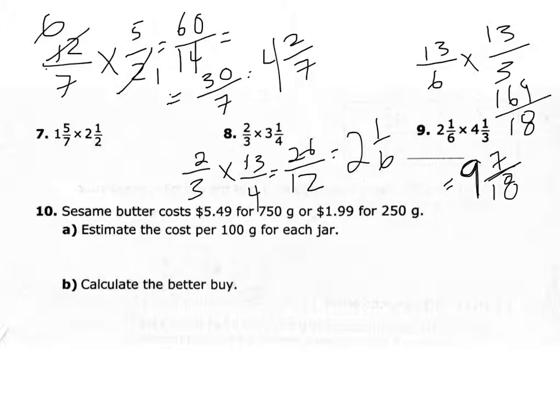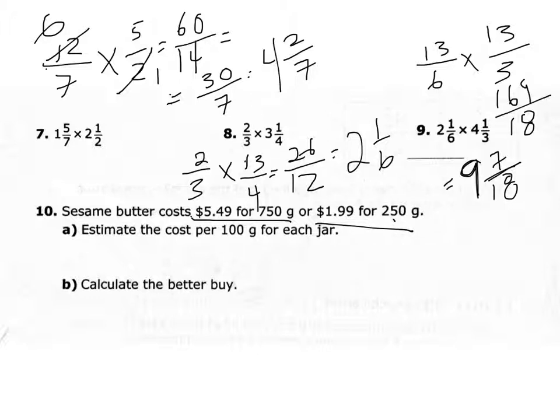Okay, we're going on to number 10. 10 is, again, a unit. We're looking at unit rates and trying to calculate the better buy. So for number 10, it's asking us to estimate the cost per 100 grams for each jar. In this case, if it costs $5.50 for about 750 grams, you kind of have to think, well, okay, that's kind of 3/4 of 1,000 grams there. And in this case here, it's $1.99 for 250 grams. Again, that's sort of just 1/4 of 1,000 grams.